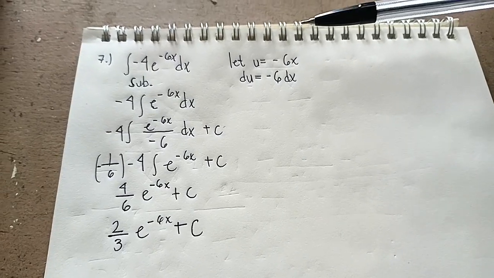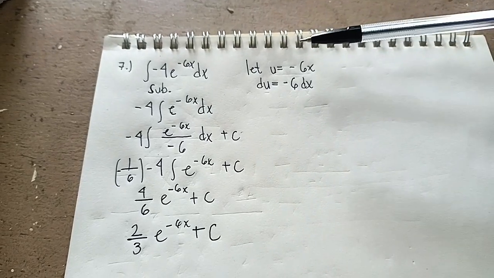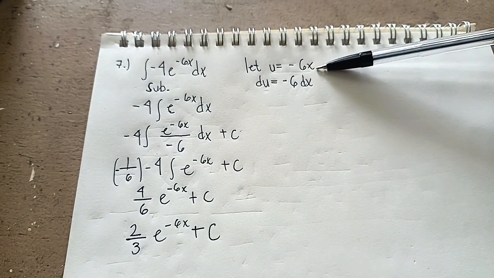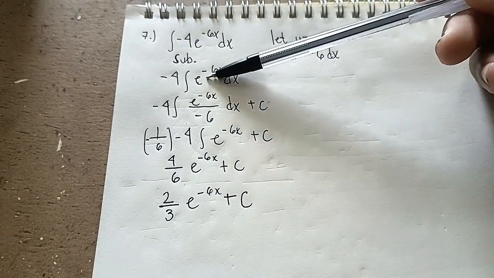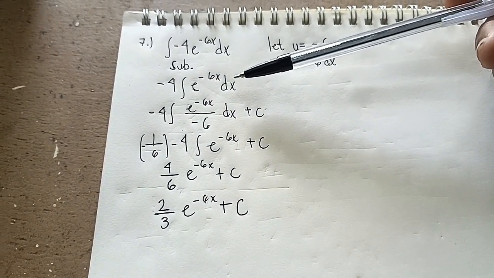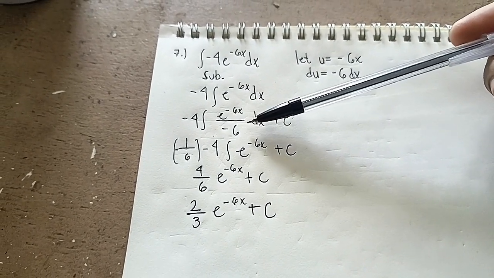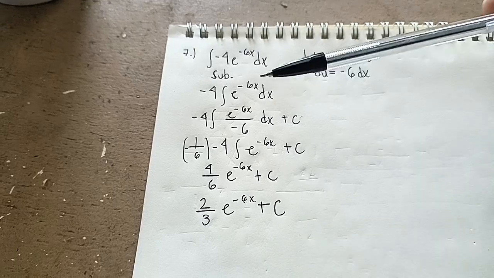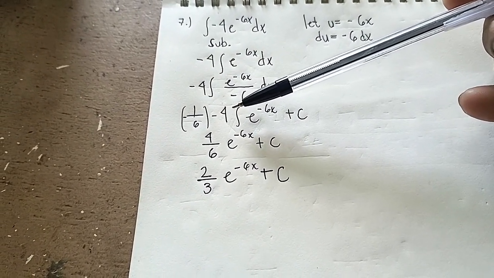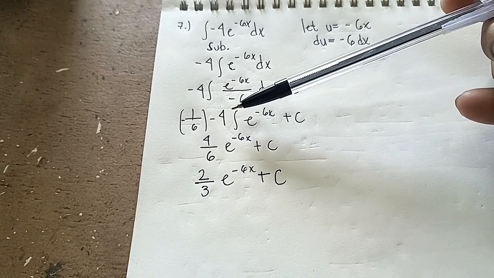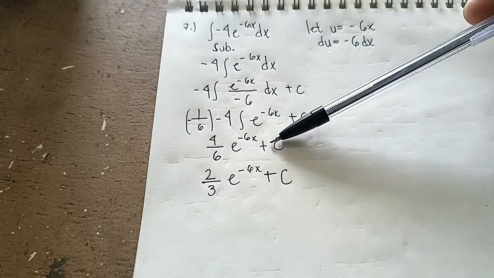Okay, we have our example number 7, which is the integral of negative 4e to the power of negative 6x dx. So we let u be negative 6x. So the derivative of u is negative 6. Then we substitute. We put negative 4 outside. We will have the integral of e to the power of negative 6x dx. Then the derivative of u, which is negative 6, we put under the e, negative 6x. Then we put the negative 6 outside. So multiply by negative 1 over 6 times negative 4. We will have 4 over 6 e to the power of negative 6x plus c.